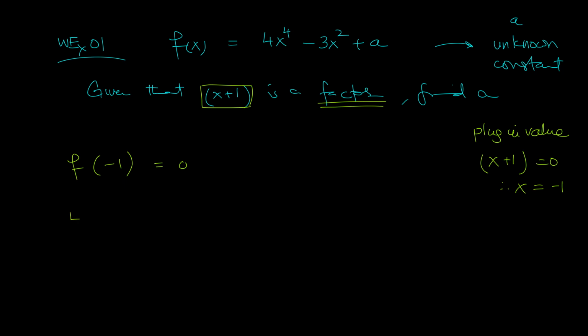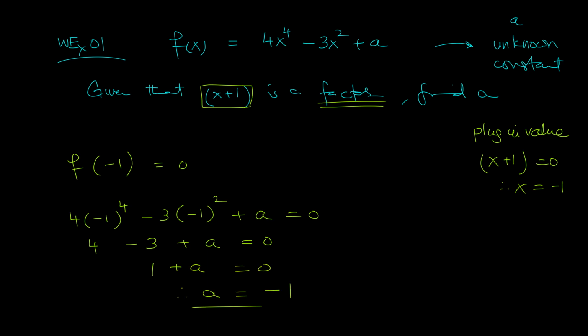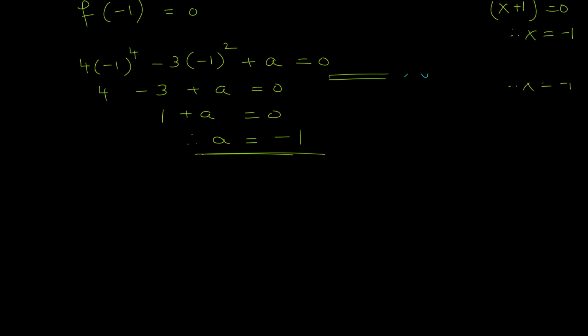0. So 4 into (-1) raised to the power of 4, and this is negative 3, (-1) squared, plus a should equal 0. That's 4 minus 3 plus a equals 0. 1 plus a equals 0. In other words, a comes out to be negative 1. So that's how we apply the concept of the factor theorem in order to solve a question which involves one unknown constant. Let's try out one more question.